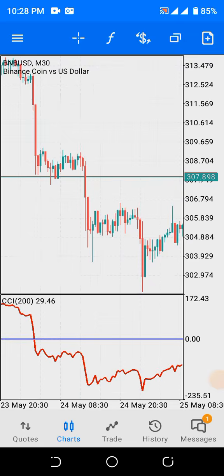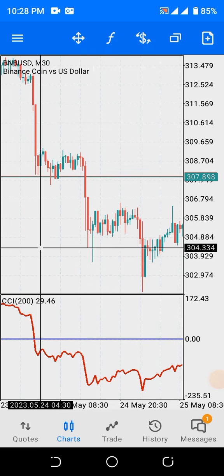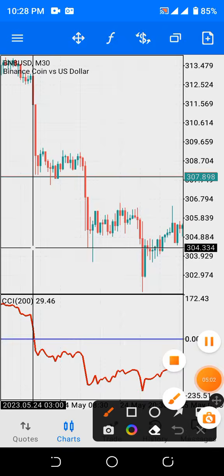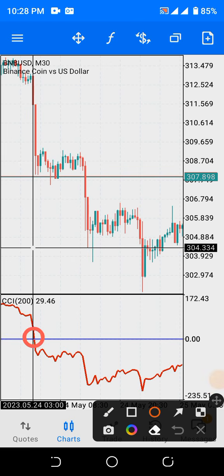Look at the correction again. The red line crosses the blue line of the CCI indicator, indicating a clear sell signal. Do you understand? All right, you need to make your entry where the correction occurs. This is the point where the CCI red line crosses the blue line of the CCI. So that is the point where you need to make your sell entry.